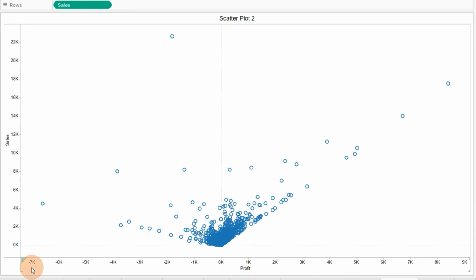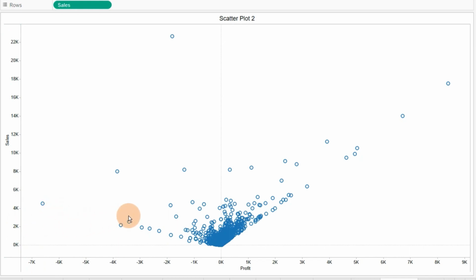Now in the x-axis I have profit from minus 7k to plus 9k, and in the sales I have 0k to 22k. So if my points are lying in this left bottom area, here my sales will be less and profit will also be less. This is the area where both sales and profit are less.